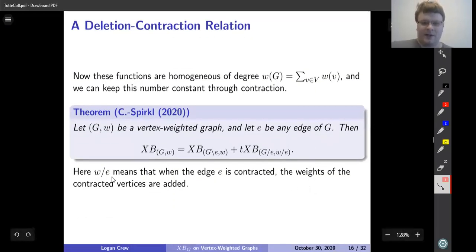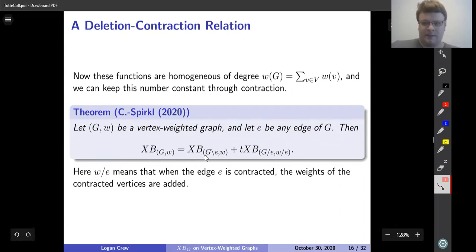And how do we do that? When we contract an edge, we also contract the weight function in the sense that we add the weights at the endpoints. And when we do this, the total weight doesn't change. And the deletion contraction relation we end up with for XB is going to be this one.